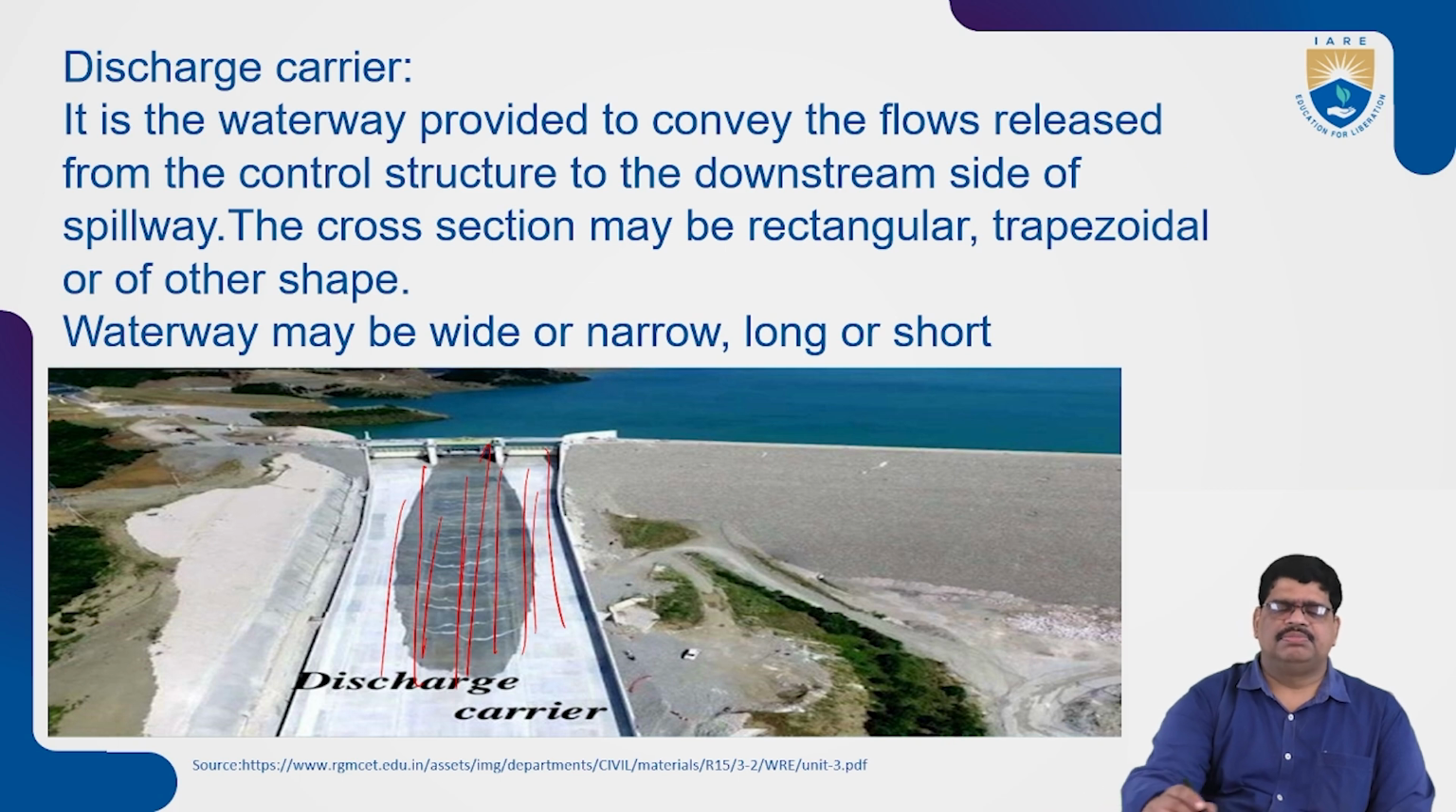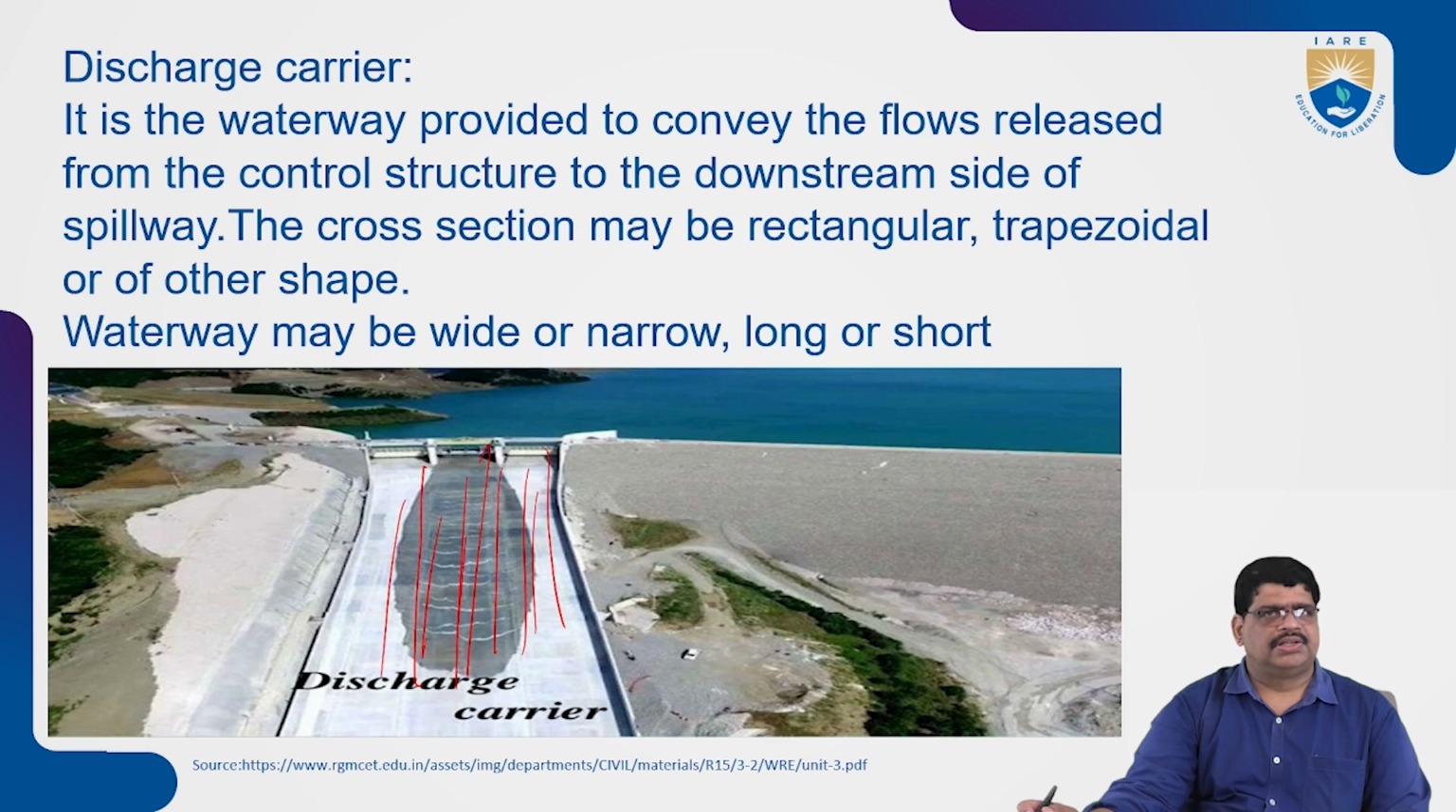The cross section may be rectangular, trapezoidal, or any other shape for the discharge carrier. The water can be discharged through that particular waterway. The waterway may also be narrow, long or short when constructed. This is simply about the discharge carrier.